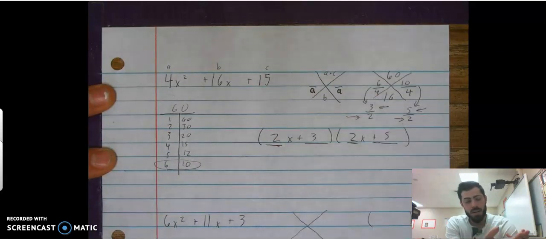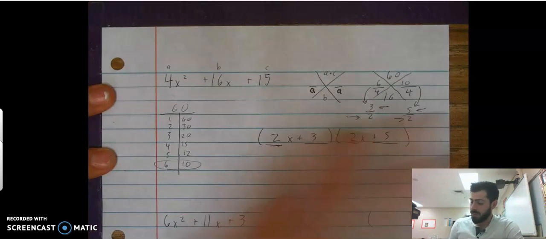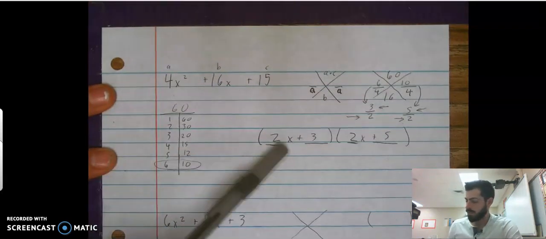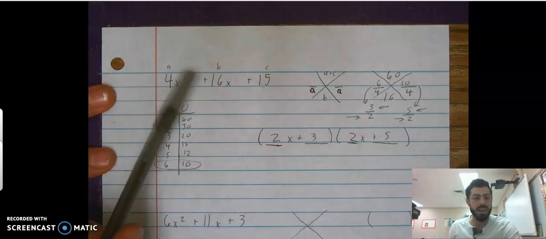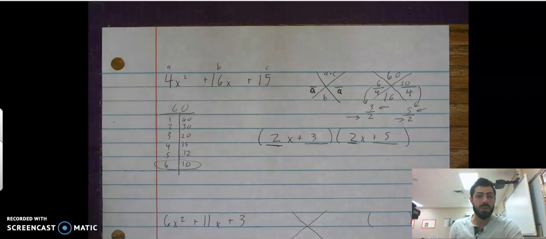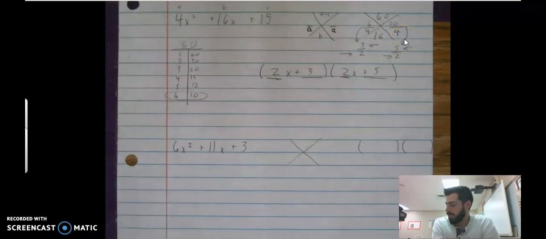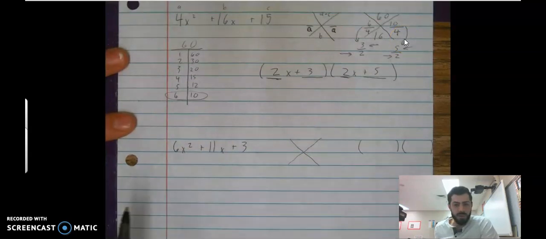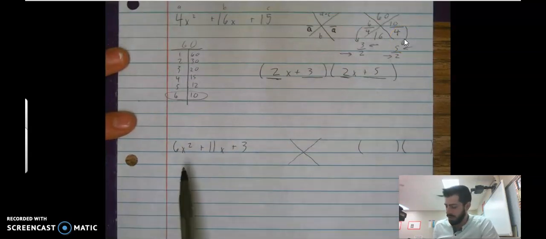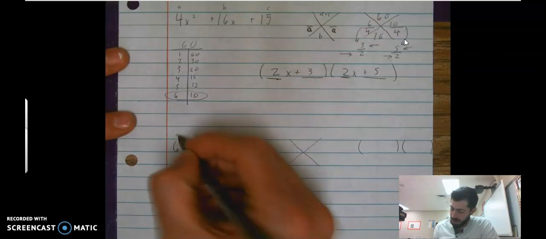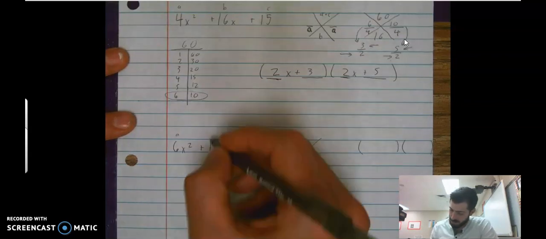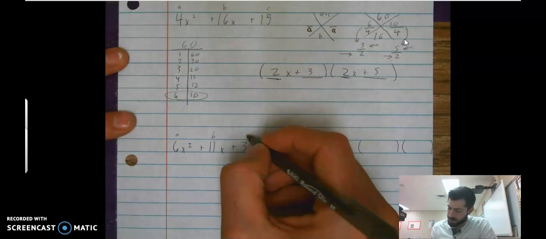So our factors of our quadratic are 2x plus 3 and 2x plus 5. And if we've done it correctly, we can multiply these out and get the quadratic that we started with. So what I'd like to do now, which is par for the course for these videos, is give you a chance to solve this one real quick before we reveal the answer. So the setup, we have 6x squared plus 11x plus 3. So obviously our A is 6, our B is 11, and our C is 3.